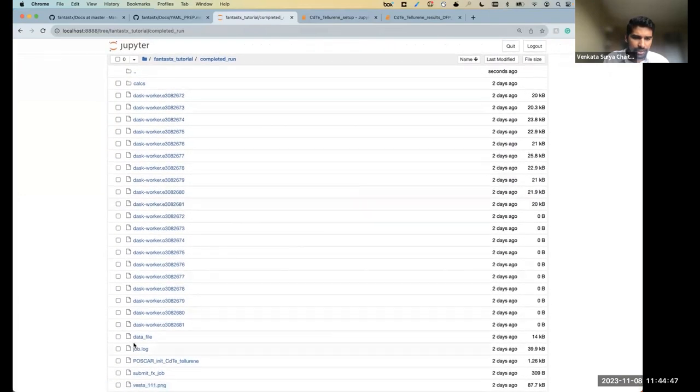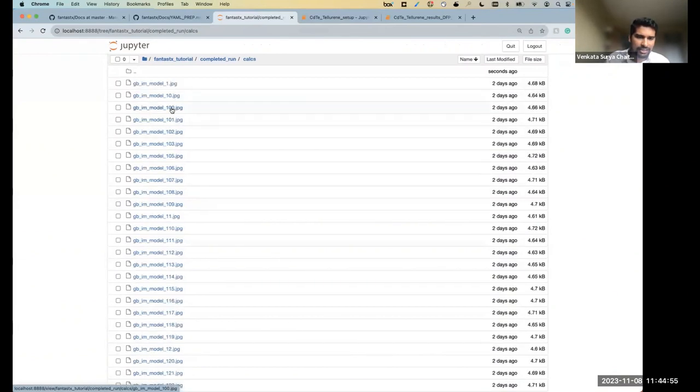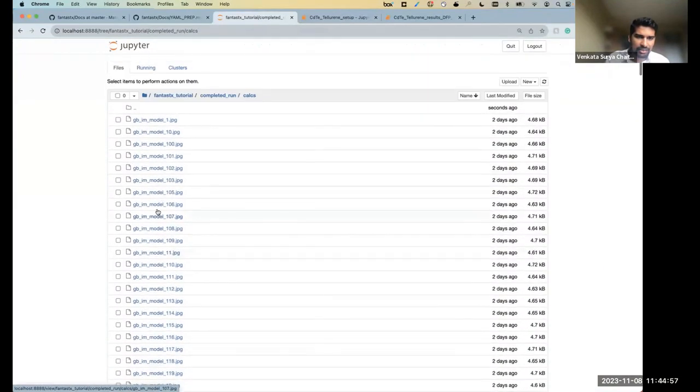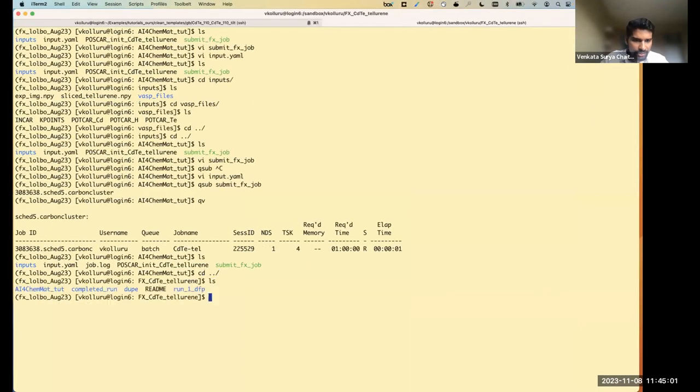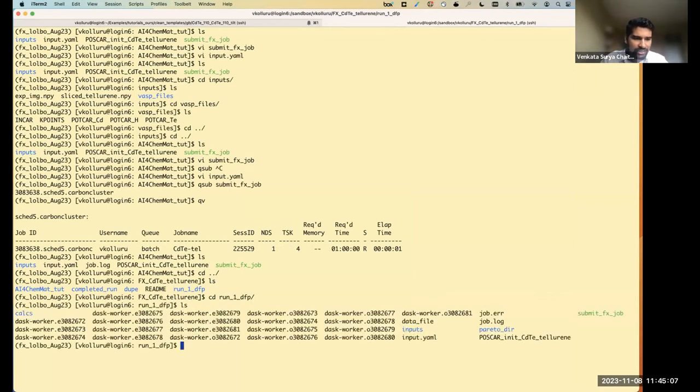So here we created several calculations. Each calculation, okay, this is a refined one. I'll go ahead and show a calculation here. So this is the completed calculation.